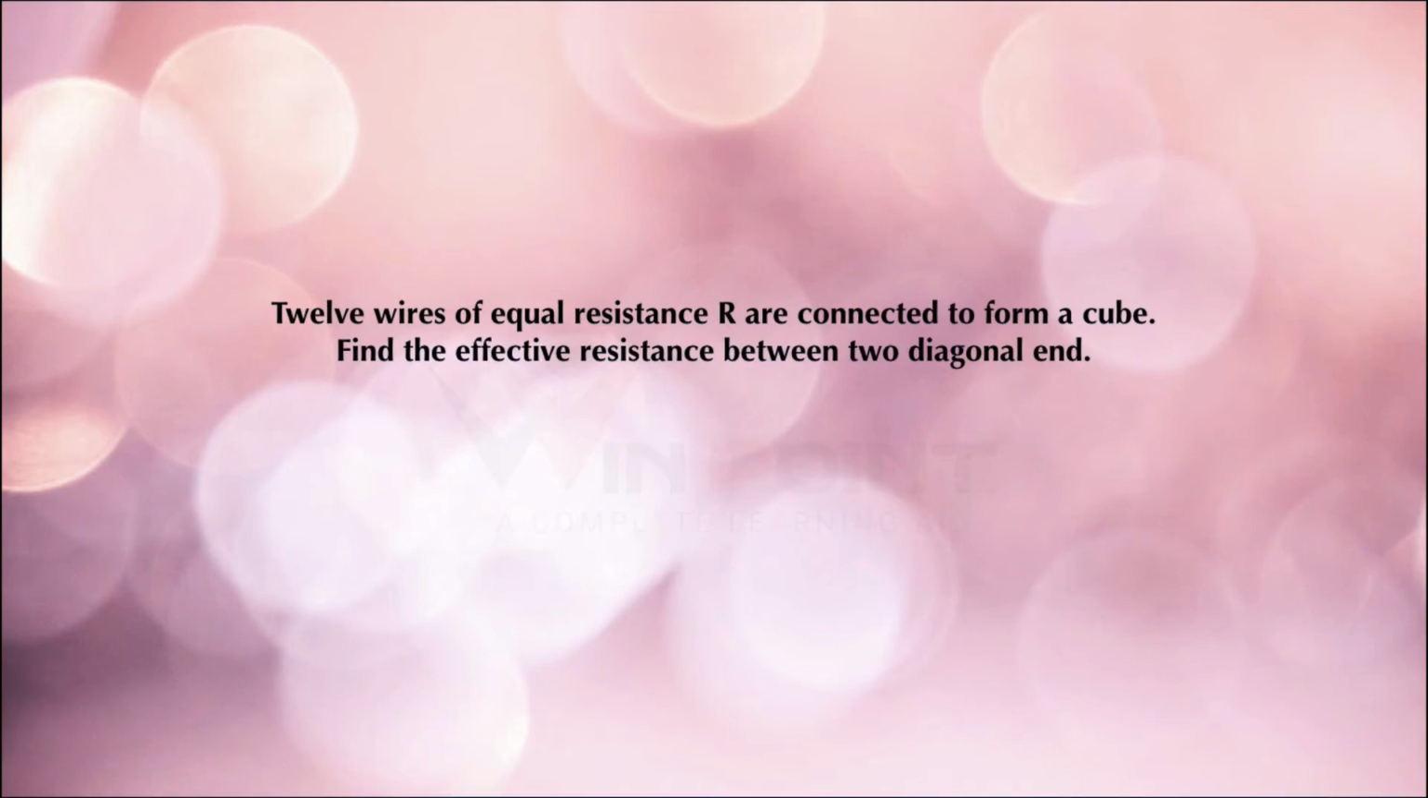Okay, 12 wires of equal resistance R are connected to form a cube. Find the effective resistance between two diagonal ends. This is a very important question. It is an application of Kirchhoff's second rule. Using this rule, we can solve this question.